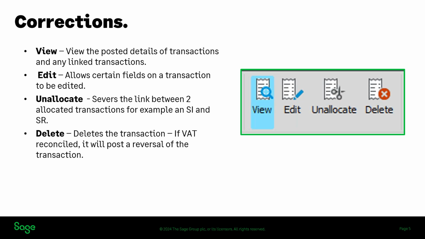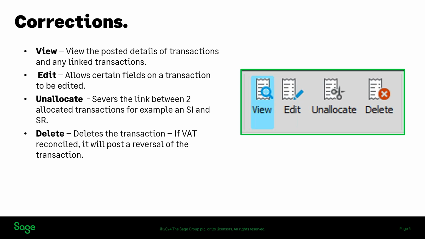So first up, we've got the option to view transactions. This allows you to see the posting details of a transaction. What's also great about this feature is it also allows you to see what the transaction has been allocated towards as well. So you can delve a bit deeper there. The edit option obviously allows you to edit certain fields on a transaction. So not all fields can be edited, but those that can be edited can be done through the edit feature.